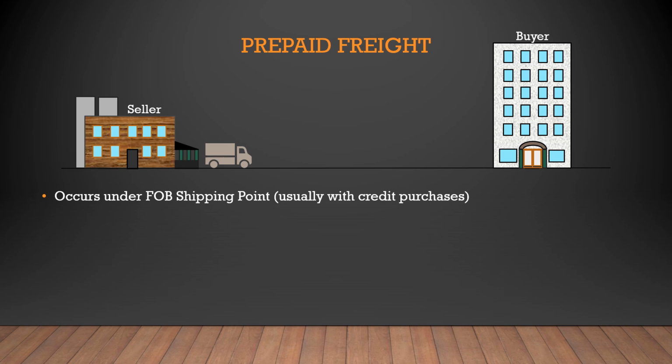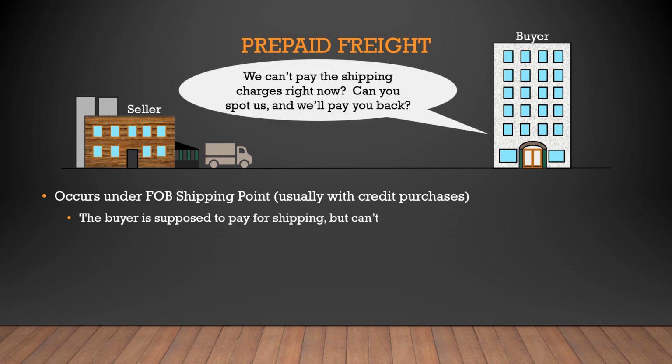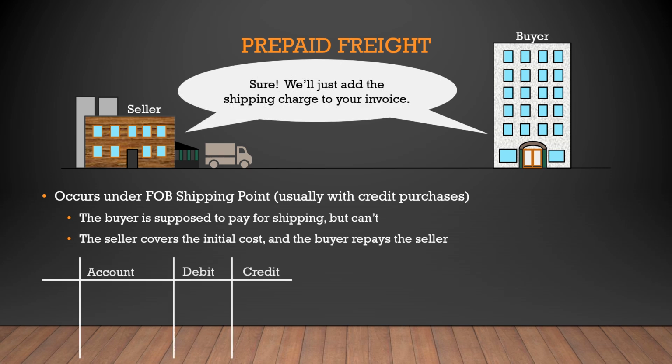A variation of FOB shipping point is prepaid freight. This scenario occurs when the buyer is responsible for paying for delivery, but the seller paid for delivery in advance for whatever reason. Consequently, the seller will pay for the delivery, and the buyer will repay the seller when it pays for the purchase. The seller will record a credit to cash for the amount disbursed to the delivery company, and debit AR for the amount to be repaid from the buyer.